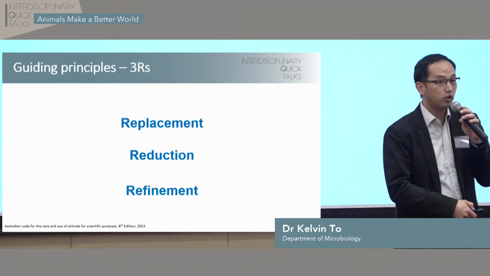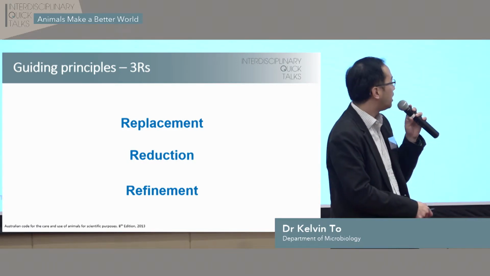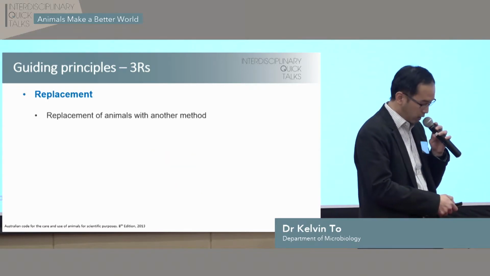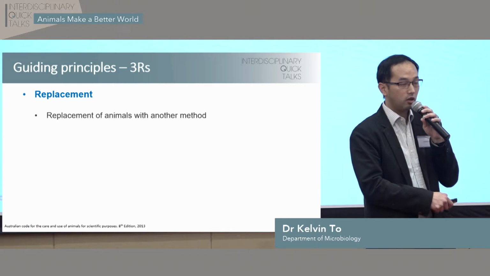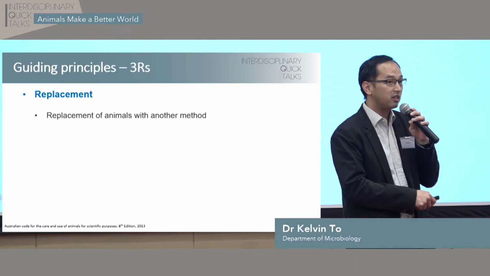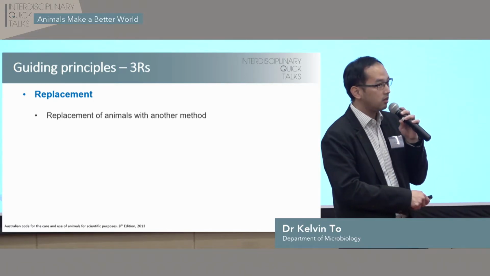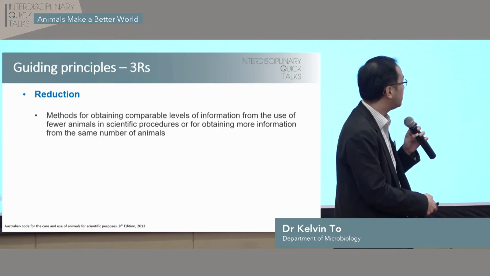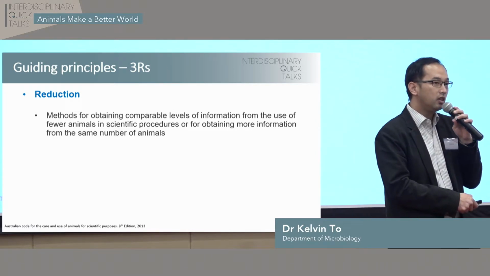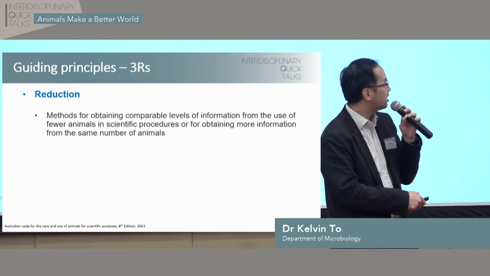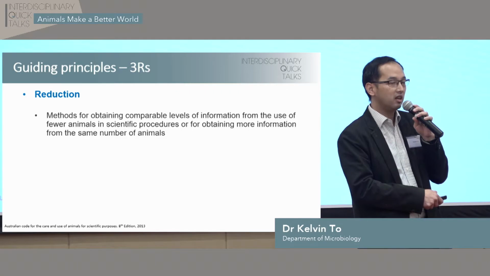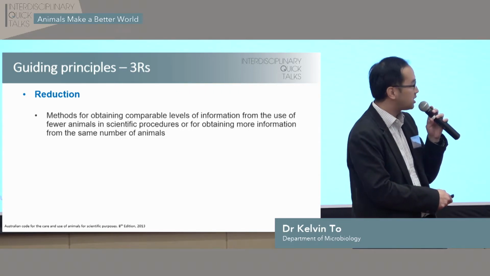So when we do animal research, we always think of the 3 R's: replacement, reduction, and refinement. What is replacement? Do not do animal experiments unless it's absolutely necessary. Is there another method other than using animal experiments to get the results that we want? Second is reduction. Can we use fewer animals to do the experiments and still get the same scientific validity? This is very important.